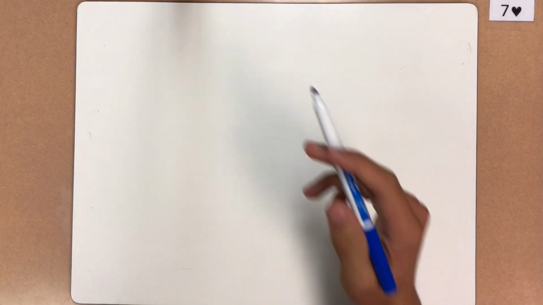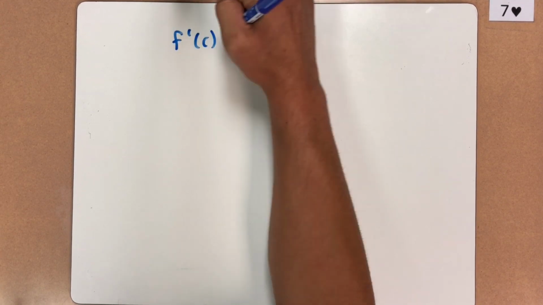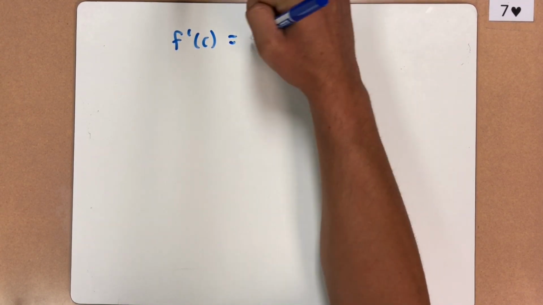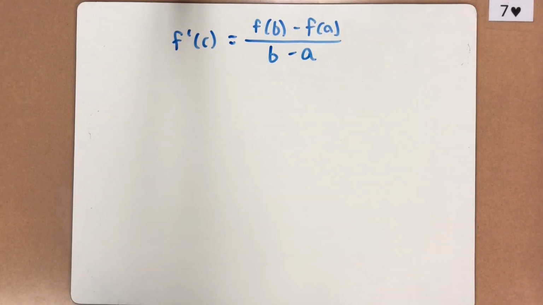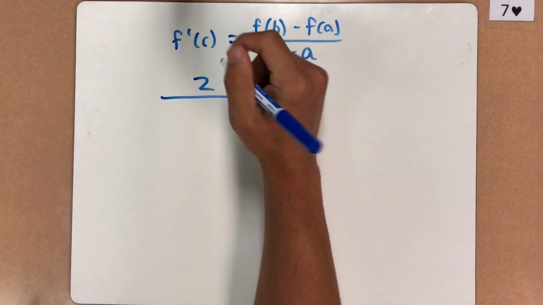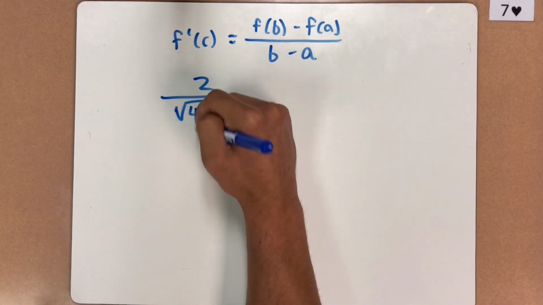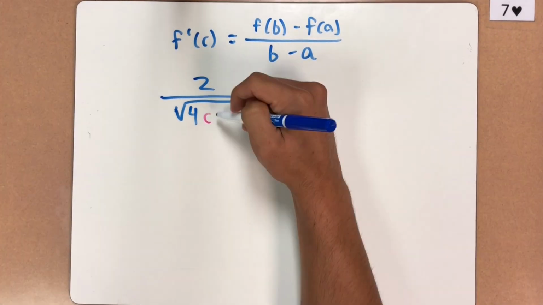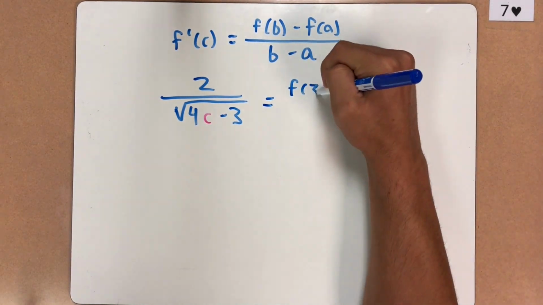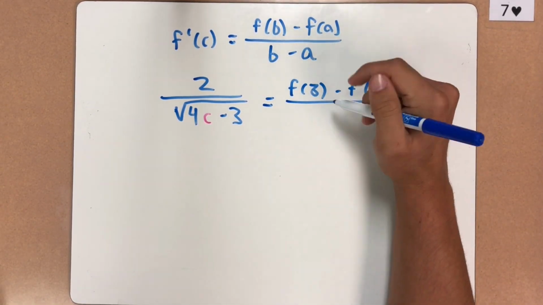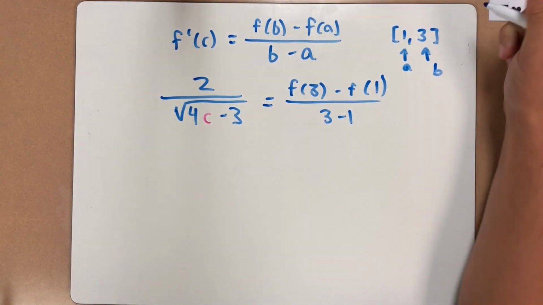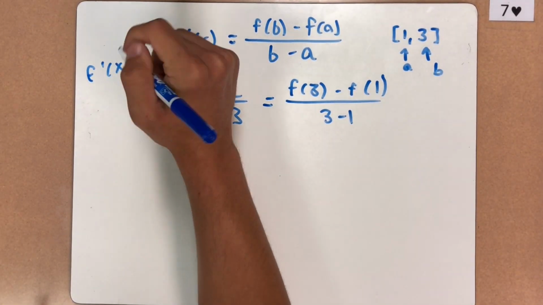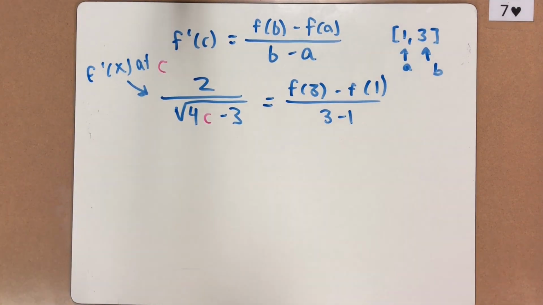Plug in c into f prime of x to get 2 over the square root of 4c minus 3, and then plug in our bounds to get f of 3 minus f of 1 over 3 minus 1. 2 over the square root of 4c minus 3 is equal to f of 3 minus f of 1 over 3 minus 1. Now, we can plug the values 1 and 3 into our f of x to find the top part of the average rate of change in the numerator.